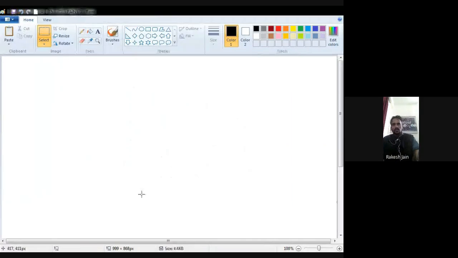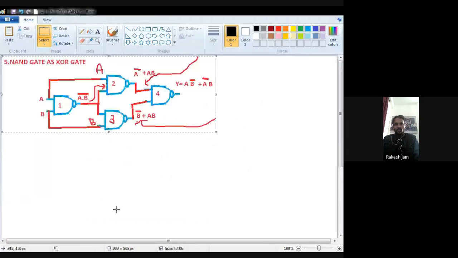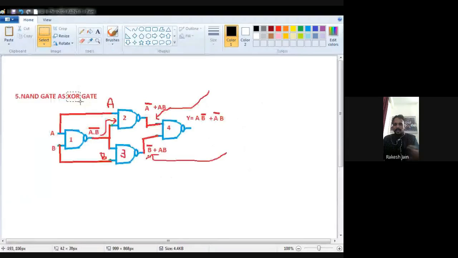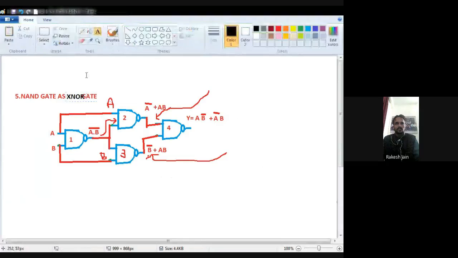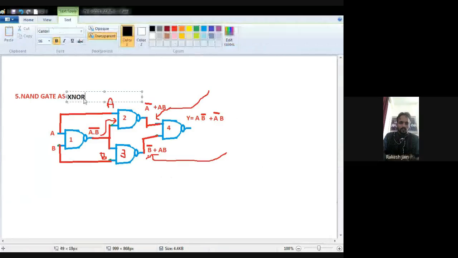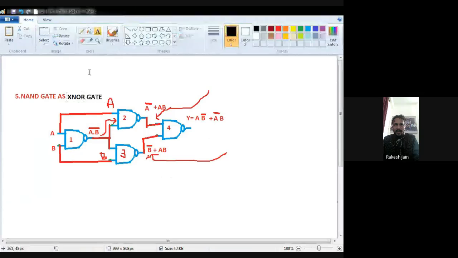Now see the last realization. We have to find NAND gate as XNOR gate. Now it is very simple. This is a NAND-gate XOR gate.